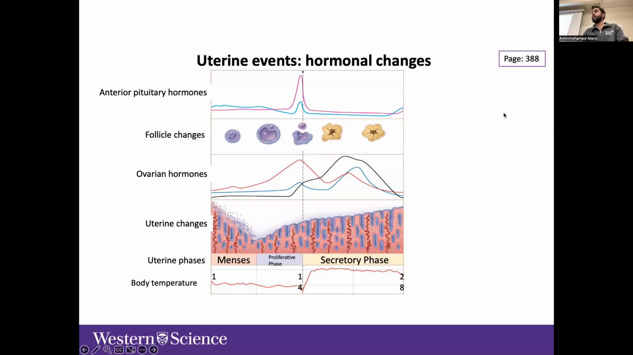And again, if there's no pregnancy, that corpus luteum is going to degrade away, progesterone levels are going to plummet, and that is what leads to menstruation happening again. And now we're back to day one again, right? So that's the cycle happening every single month, over and over and over again.